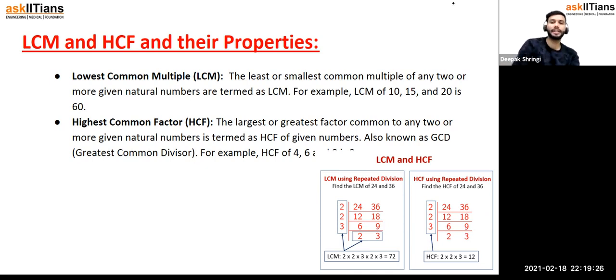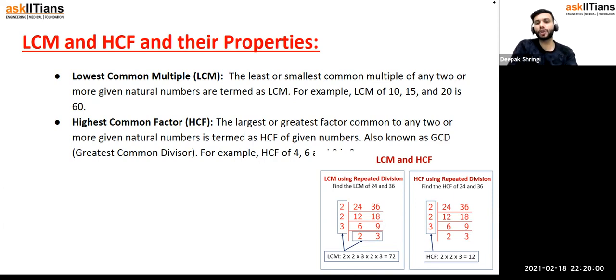So if you read it, they have given the LCM of 10, 15, and 20. It is the least number that is divisible by 10, 15, and 20. What are the numbers divisible by 10? 10, 20, 30, 40, 50, 60, all of them. Numbers divisible by 20: 20, 40, 60, 80. And numbers divisible by 15: 15, 30, 45, 60. So what is the least number that is coming in all three? That's 60, right? 60 is divisible by 10, it is divisible by 15, and it is also divisible by 20.